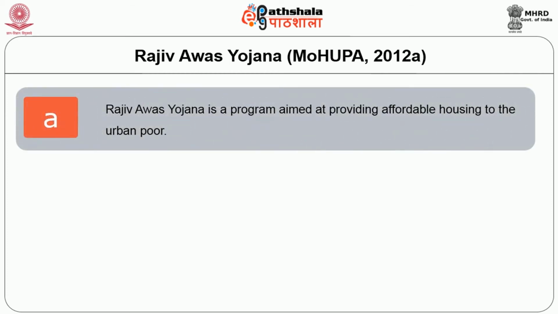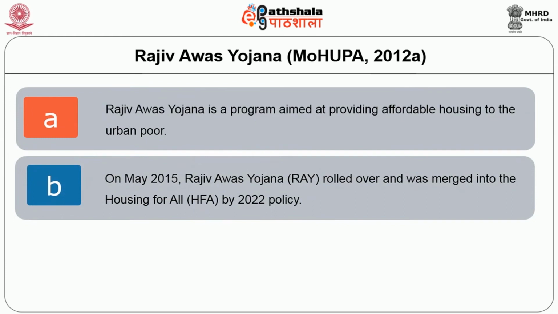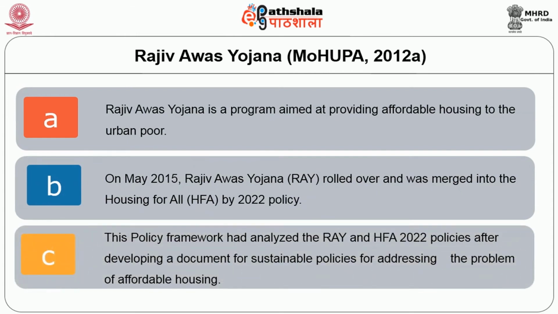On May 2015, Rajiv Awas Yojana rolled over and was merged into the Housing for All HFA by 2022 policy. This policy framework has analyzed the RAY and HFA 2022 policies after developing a document for sustainable policies for addressing the problem of affordable housing.